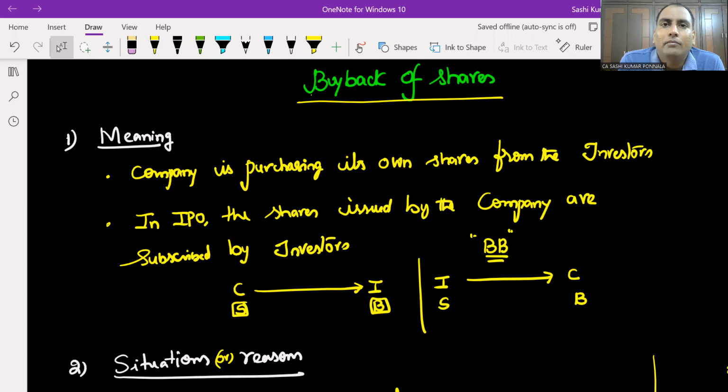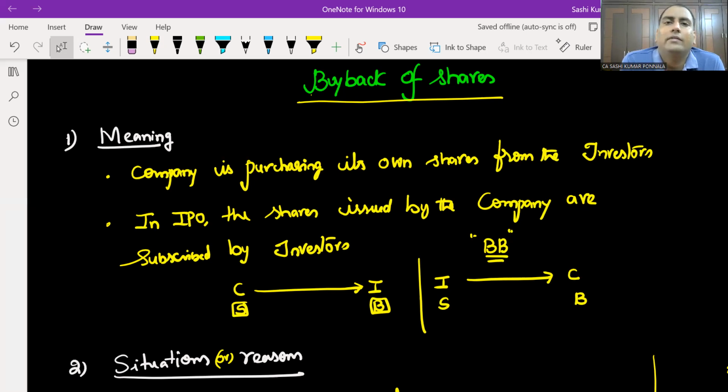Then the second part, reasons or circumstances when companies go for buyback of shares. In the third part, I'm going to discuss the provisions of the Companies Act. In the fourth part, as complying with the provisions of the Companies Act, how many shares can be bought back from the investors? In other words, the maximum number of shares that can be bought back by any company through this buyback process. And finally, the accounting process.